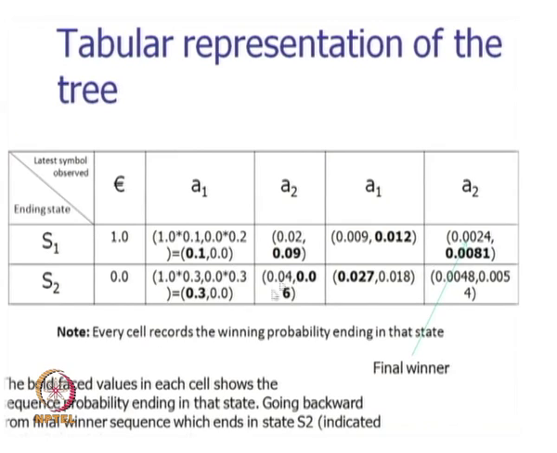So, this is the way the computation proceeds with the observation sequence, and after the computation is over, we can recover from the data structure the whole state sequence. The bold faced values in each cell show the sequence probability ending in that state. Going backward from the final winner sequence, which ends in state S2, indicated by the second tuple, we recover the sequence. So, this tabular representation, which is the data structure corresponding to the working of the Viterbi algorithm, is very convenient to store the computation and also to finally recover the path.